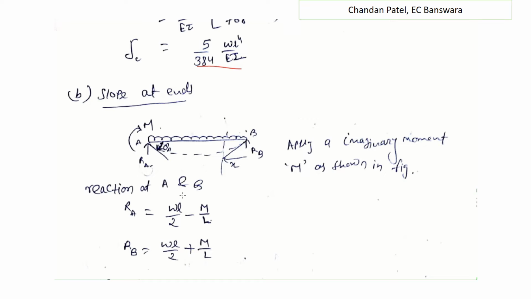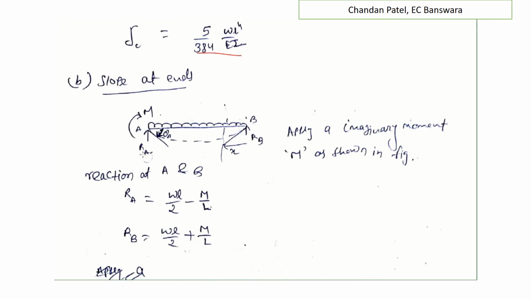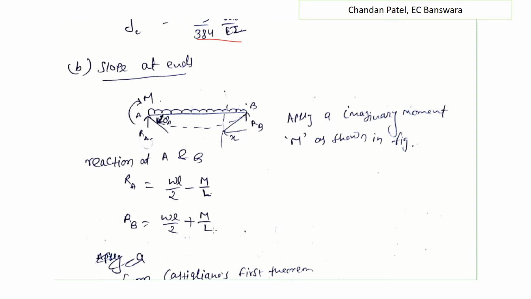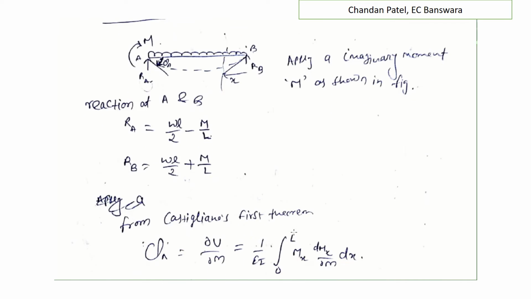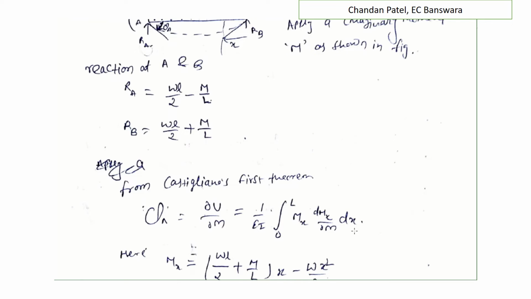Now the reaction at A and B, there is a W, so reaction at A is WL by 2 minus M by L. We calculate from the equations, take moment about RV, then we find RA, and RA equals to RB, RA plus RB equals to W into L, so it will be positive. From Castigliano's first theorem, theta I equals to del U by del M, so 1 by EI integral 0 to L mx del mx by del M dx.